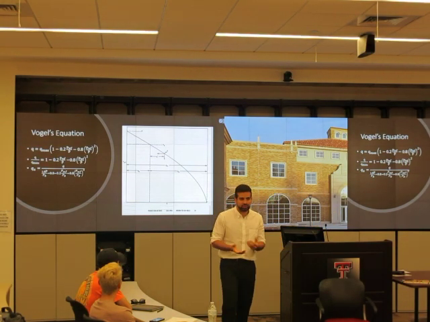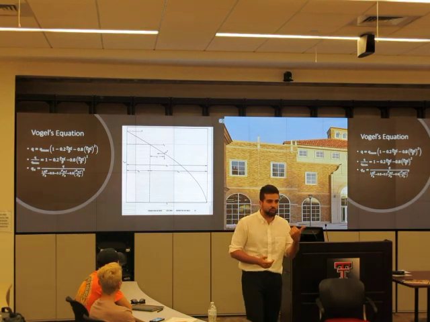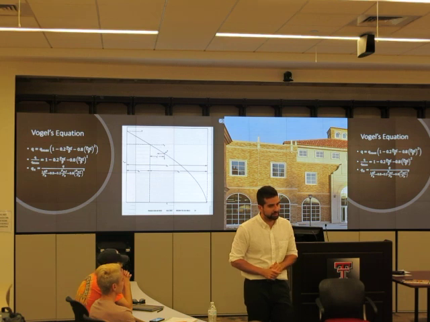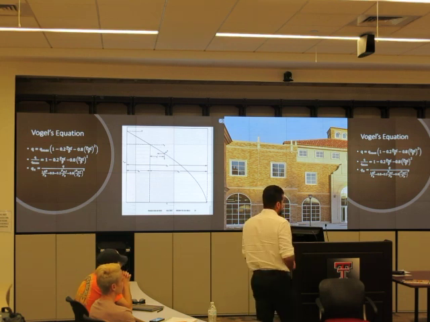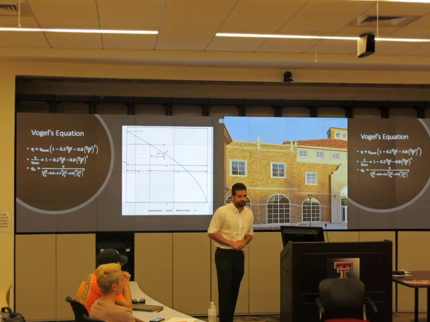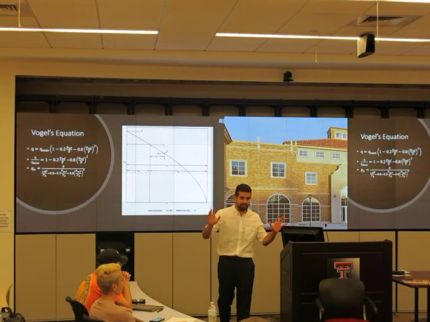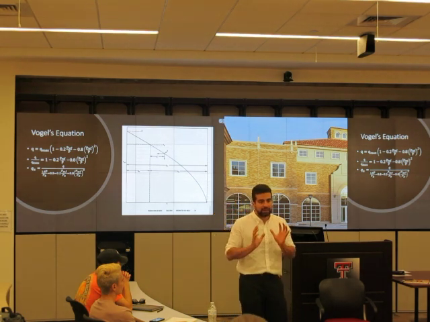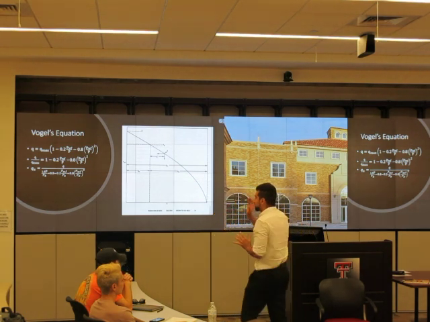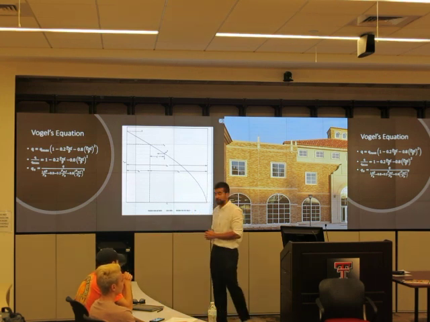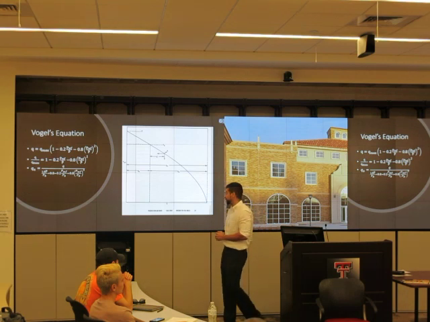So let me ask you this. Is Vogel empirical or analytical? Empirical. It means that you can make many assumptions, thinking that all reservoir performance is just a function of simple parameters that you see over there. That's where the Vogel equation comes into play.